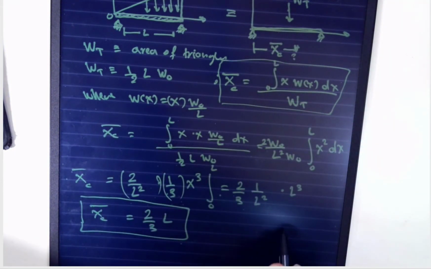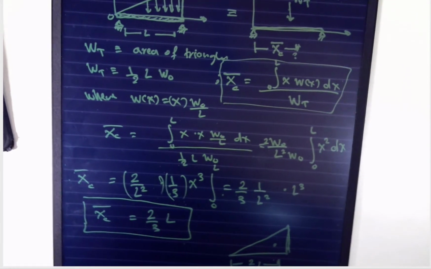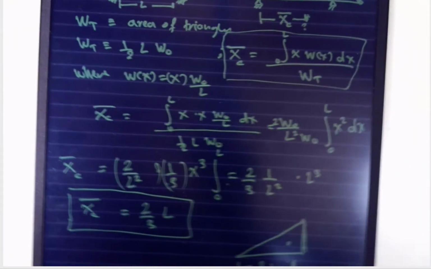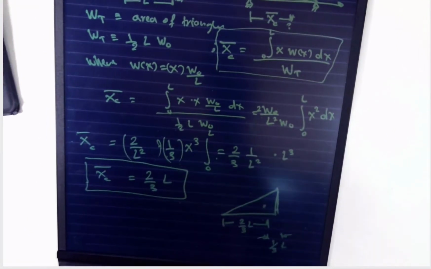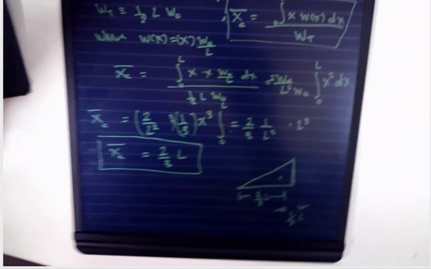So it's like that. From here to somewhere here is 2 over 3 L. So what's left? If you want to measure it from the other side, this is 1 over 3 L. Alright, so make sure that you guys see it.